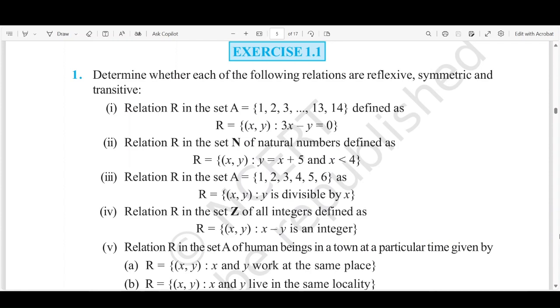Number 1. Relation R in the set A equal to {1, 2, 3, ..., 13, 14} defined as R equal to the set of all ordered pairs (x, y) such that 3x minus y equal to 0. So the given set consists of natural numbers from 1 to 14 and the relation is defined such that only ordered pairs satisfying the condition 3x minus y equal to 0 will be included in the set R. So now we have to verify whether this relation defined on this set satisfies the above mentioned properties.